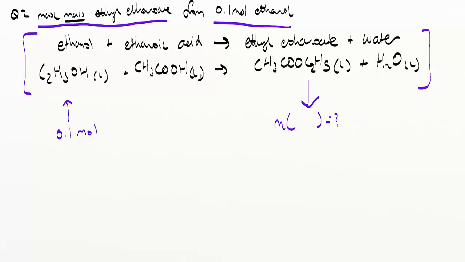The problem here though is that I realize this is going to give us 0.1. Oh, whoops. Let me rewrite that. So number of moles of ethyl ethanoate, and you can realize that the n means number of moles, and the name of whatever you're talking about is in the bracket, is going to equal 0.1 moles. Okay, but they've asked us for the mass of ethyl ethanoate. So how do we deal with that?